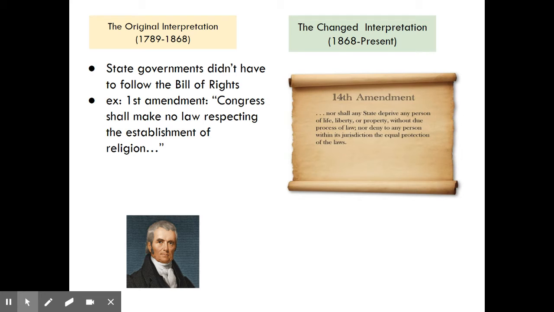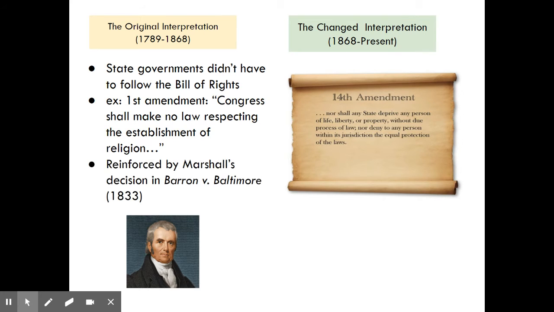The first is just the way in which the amendments are written themselves. The First Amendment, for example, reads, "Congress shall make no law respecting the establishment of religion." It doesn't say Congress and the state governments. It just says Congress. So the implication is that it was only meant to protect against the actions of an abusive national government, not necessarily the actions of the state government.